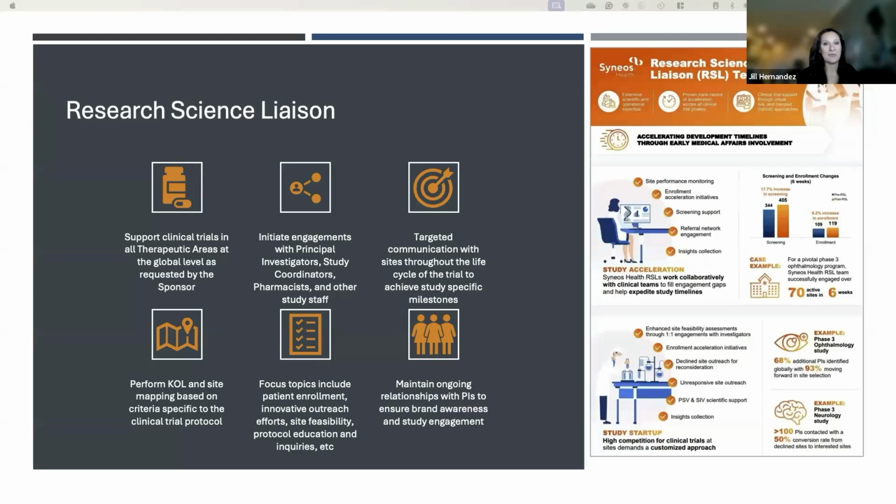Another task that I do is KOL and site mapping. So that just depends on study criteria and patient population. This can be at the beginning of the trial, or sometimes if it's lagging, we'll start fresh again and try to find more sites midway through.